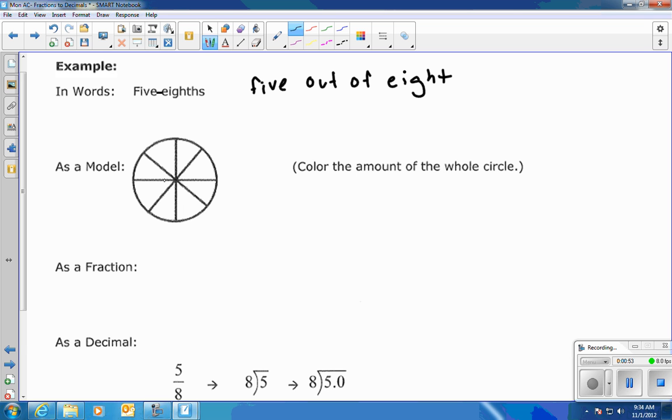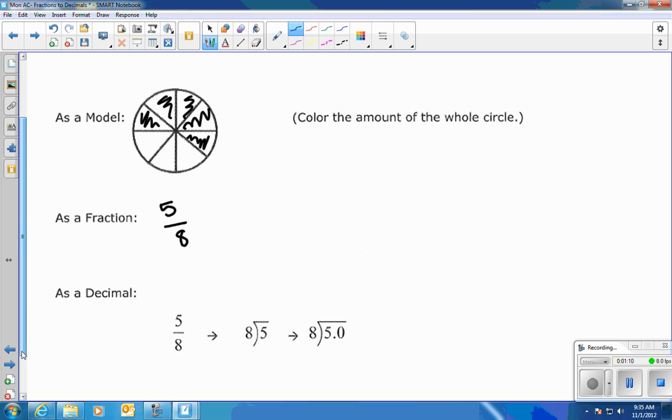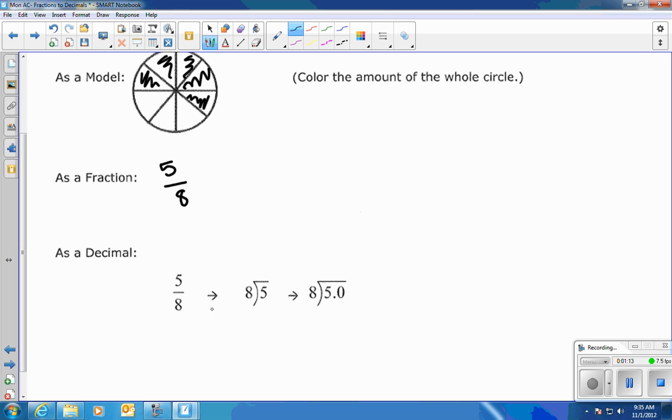As a model, there are 8 pieces, so we would shade in 5 of them. So that's 5 out of the 8 pieces. As a fraction, we write 5/8. And remember, that means 5 divided by 8. So to convert that to a decimal, the numerator goes inside and the denominator goes outside. Some people remember this as the cowboy gets off his horse and goes inside.